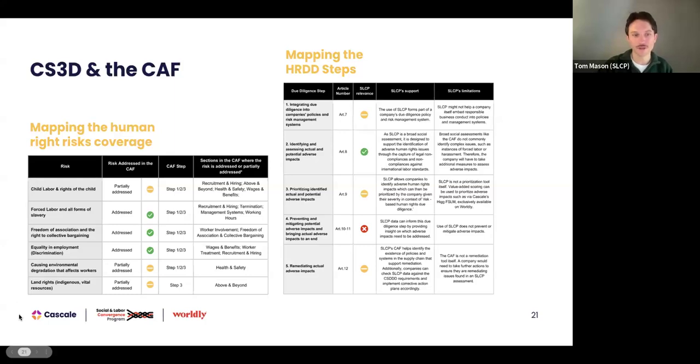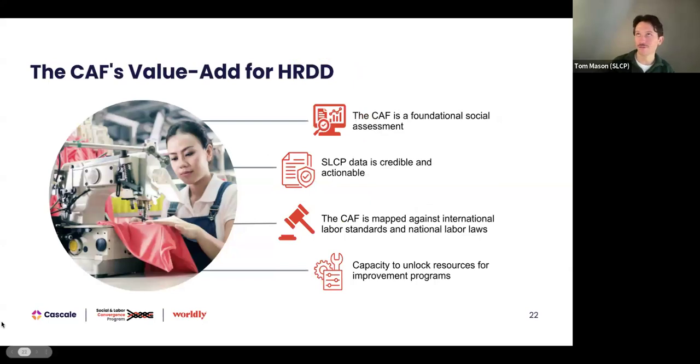So jumping on to the next slide, you may be asking yourself, why would I use the CAF or the FSLM in the context of human rights due diligence? We're very well aware that there's a lot of proprietary tools out there. There's a lot of other different industry schemes. So these are things that are within the broader industry, but there are some specific reasons why the CAF should be or can be used, and adding a unique value add in the context of HRDD in particular.